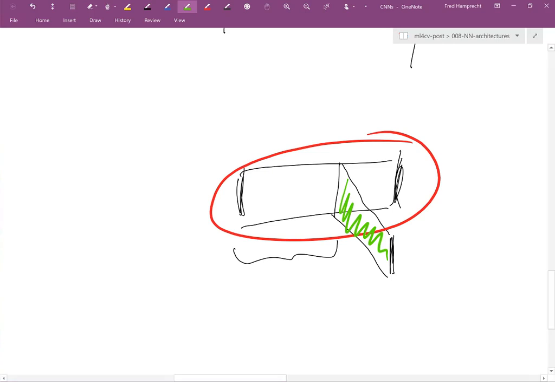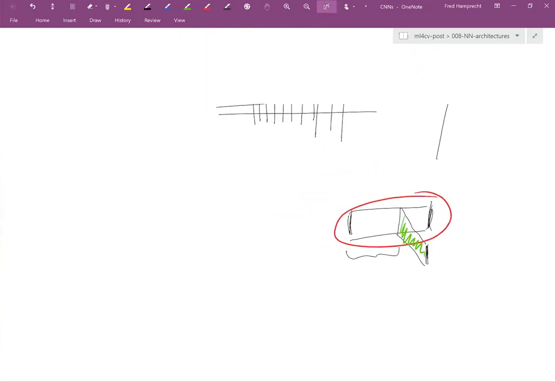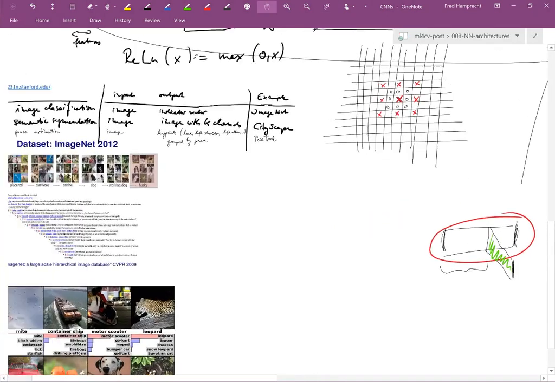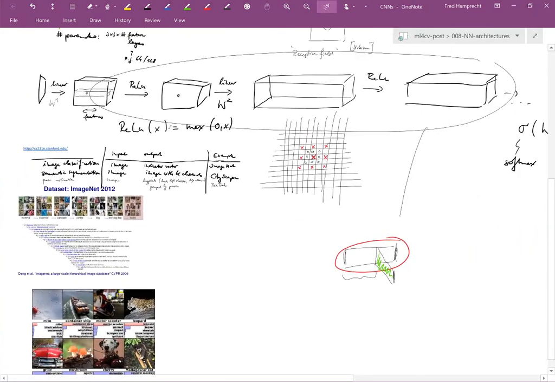More questions? Okay, we've completely burned the break, but we've made good use of it, I think. So let's have a 10-minute break. And then we carry on with looking at some real architectures.